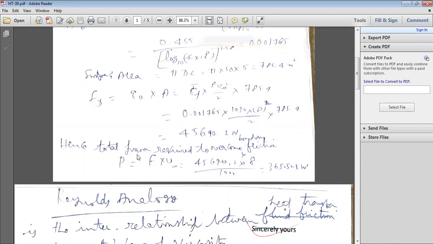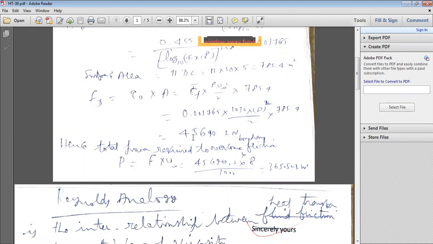To overcome this much force, how much power is required for the submarine to move forward? That is force into velocity. Force into distance by time is the work done per second, the power. Work done is force into distance, and power is force into distance by time. Force into distance by time is velocity. That's why power is equal to force into velocity.